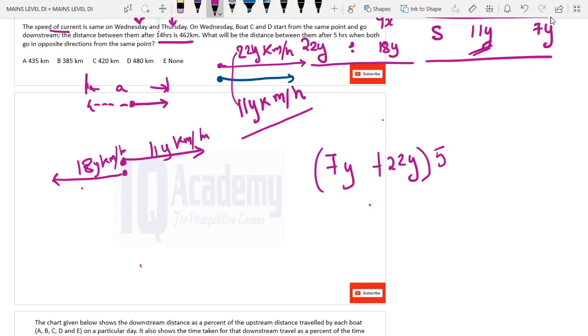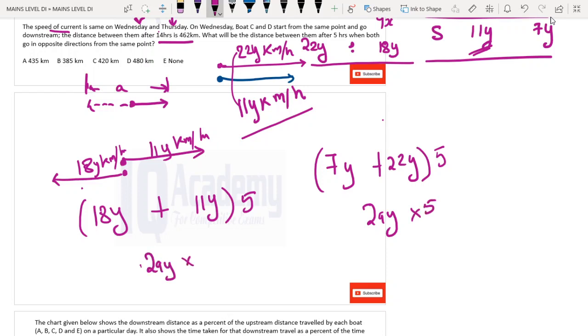So after 1 hour, the distance traveled by C is 18y and D is 11y. So the distance between them after 1 hour is 18y plus 11y, and we need it for 5 hours. So into 5. This is 29y into 5. We know the value of y, which is 3. So if you multiply these things, you will get the answer as 435 km.